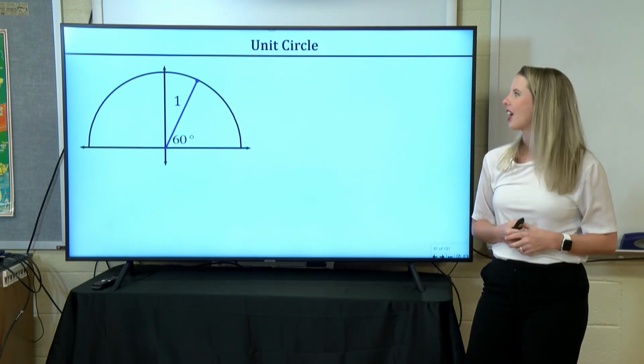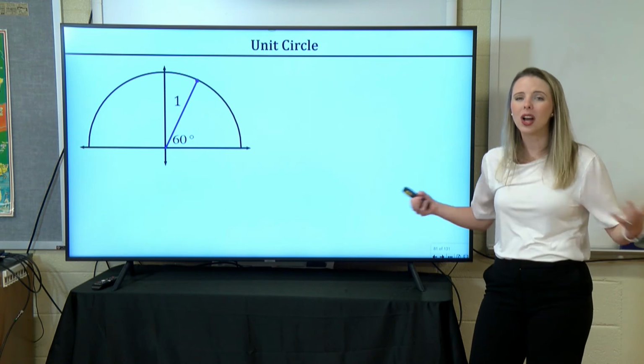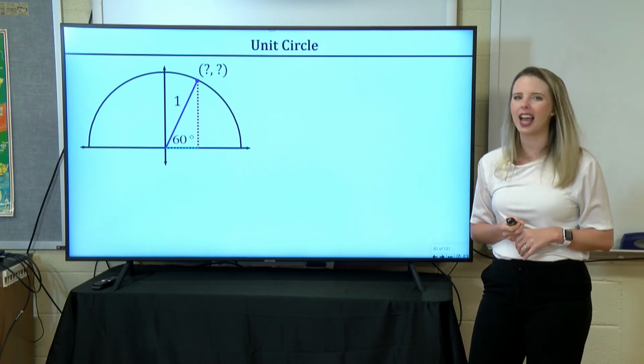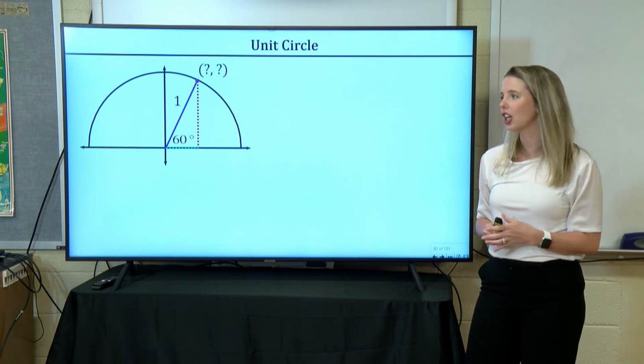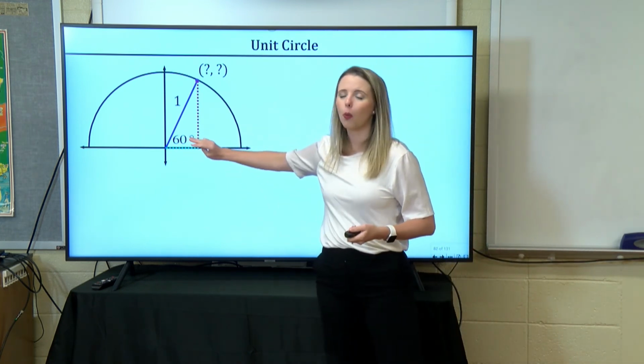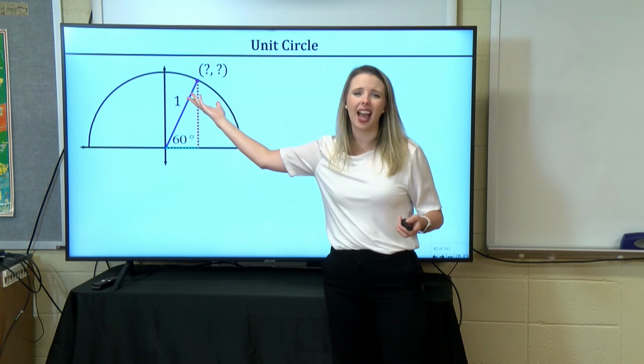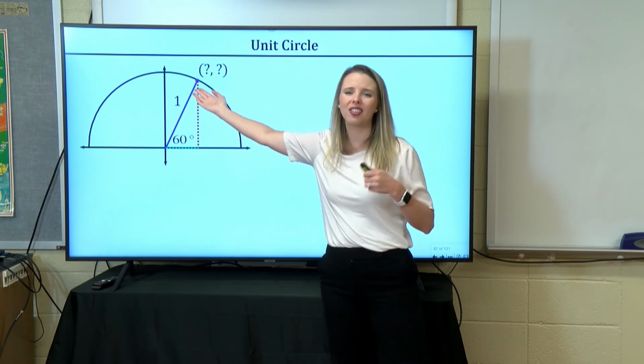Let's look at our next angle, 60 degrees. Once again, we still know that the radius is 1, and we can still form a triangle. So my question to you is, if we know this is 60, we know it's still a right triangle, so we know this is 90. What is the measure of the angle at the top?